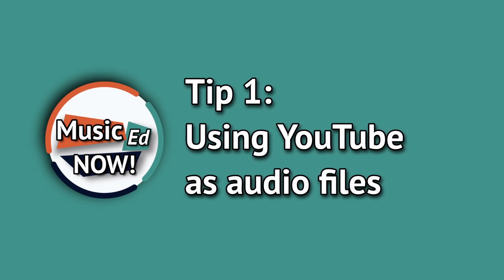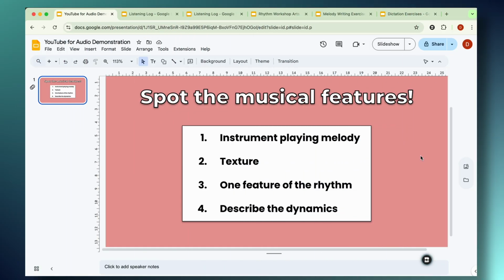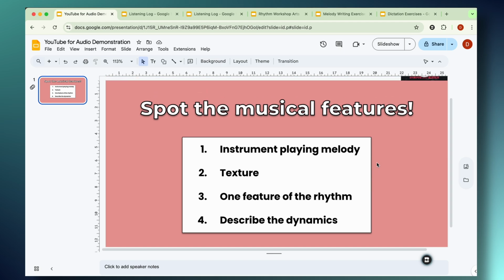Without further delay, let's hop into Google Slides tip number 1. Tip number 1 is about using YouTube videos to act as audio in your Google Slides. I have a sample slide here which says spot the musical features. The task for students will be to identify the instrument playing the melody, the texture and so on of the audio that plays. And if I scroll up, you'll see where I've hidden the audio.